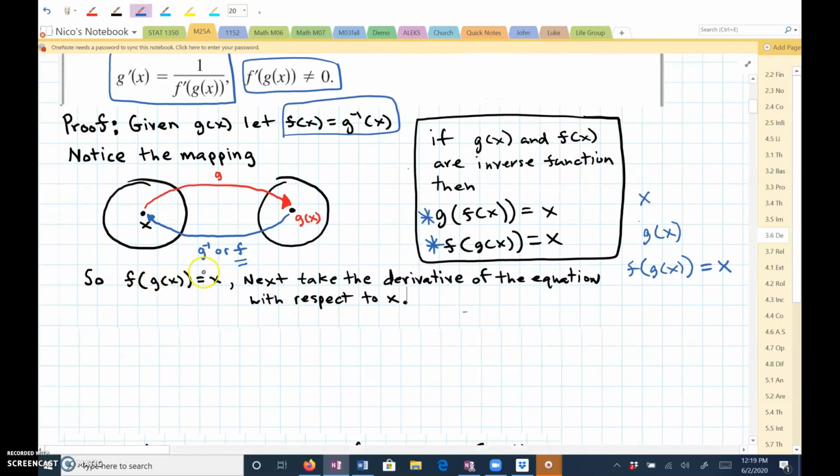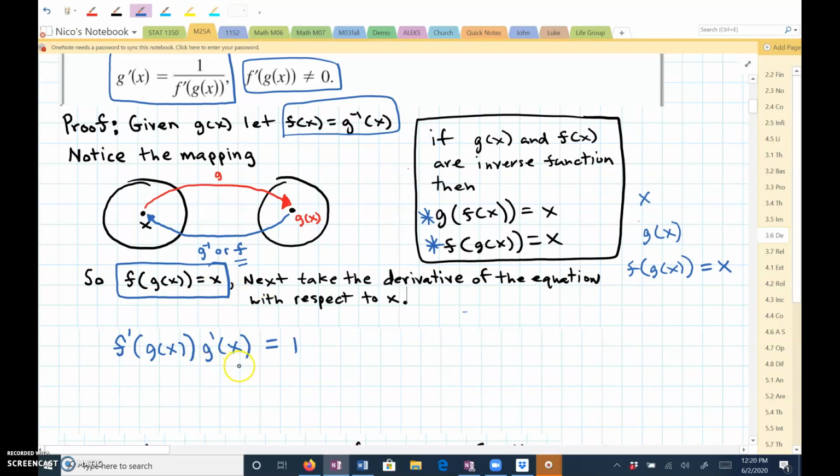So next, let's take this f of g of x, which would equal x. Next, let's take the derivative of the equation with respect to x. If I take the derivative of this right here, this would be a composition of functions. So this would be f prime of g of x, and then you have to take the derivative of g of x, which would be g prime of x. That should be familiar from the chain rule, which is equal to 1 because the derivative of x is 1.